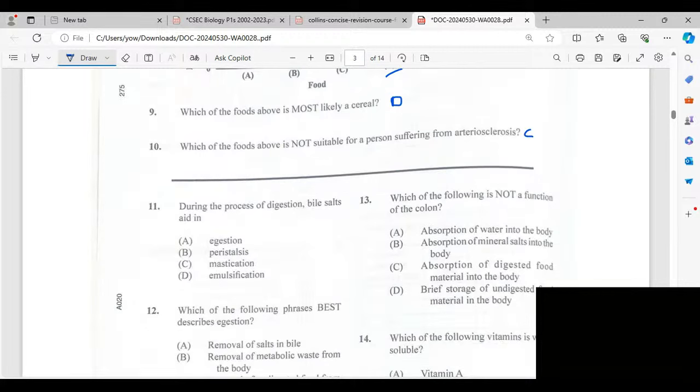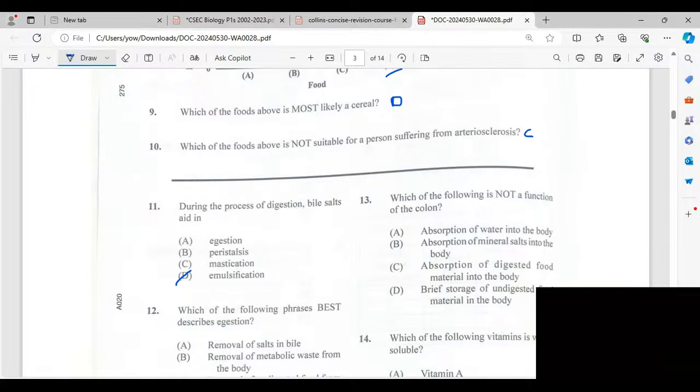11, during the process of digestion, bile salts aid in. So I was explaining this in a question last night where it said bile is responsible for emulsifying fat. So therefore, 11 would be D. Bile emulsifies fat. If you were here last night, some of you were saying, hey sir, you talk too much, we just want the answer and not the explanation. You see that the explanation works well for you. All right. So D would be the answer there.